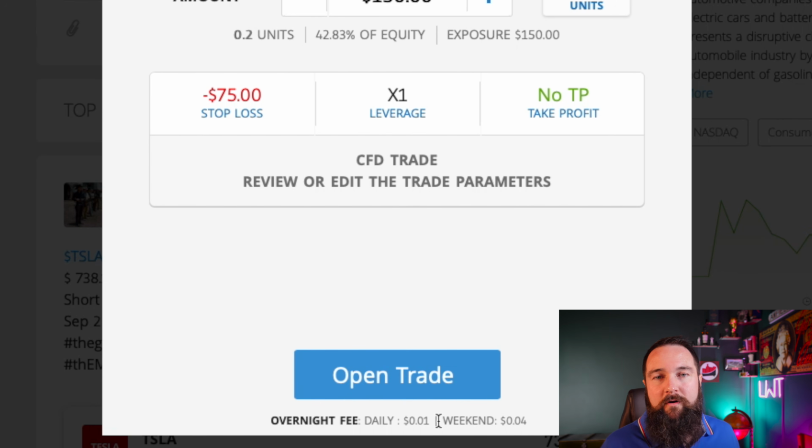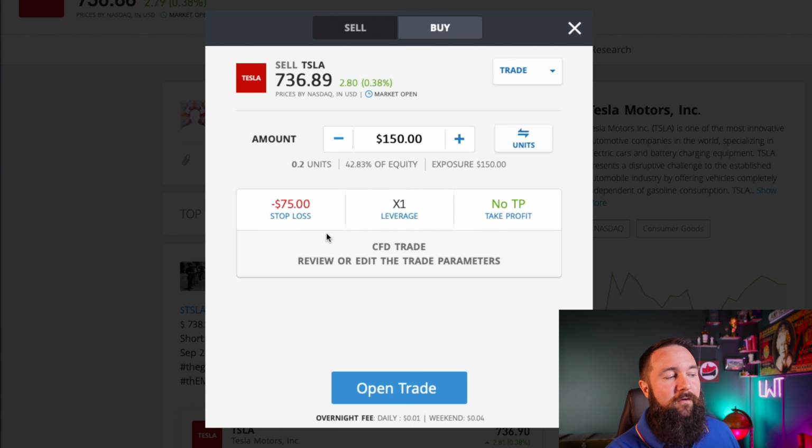I know with other brokers like TradeZero, which I use for day trading, the overnight fee can literally be hundreds of dollars. So I don't think this is that bad. We've obviously got the same things, the stop losses, the leverage. I strongly suggest if you are shorting, especially never to use leverage.